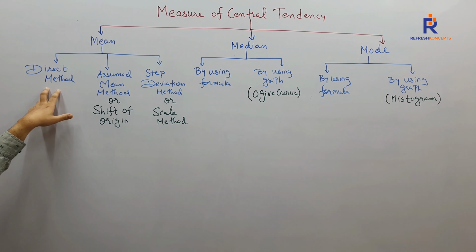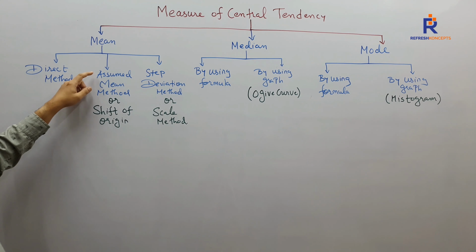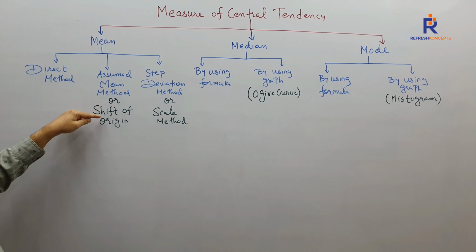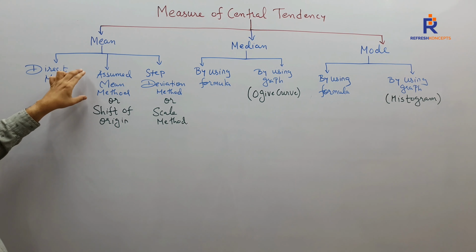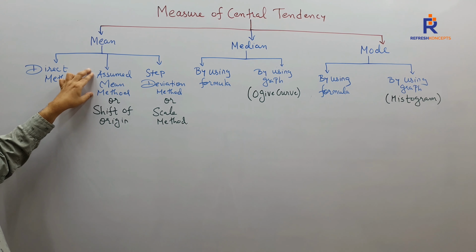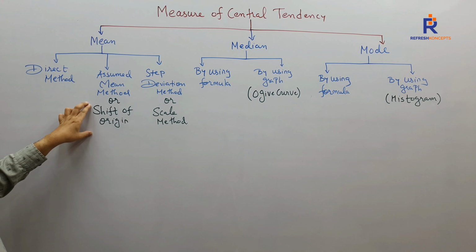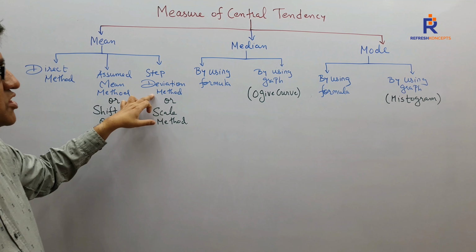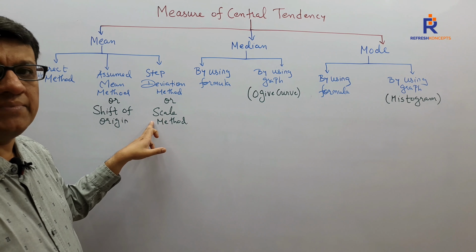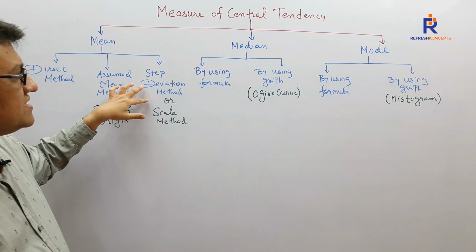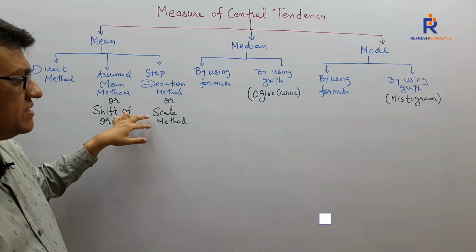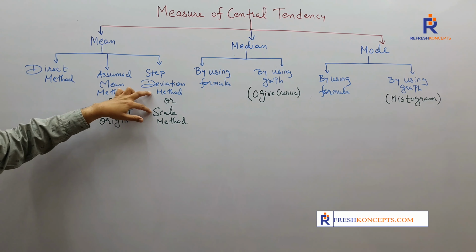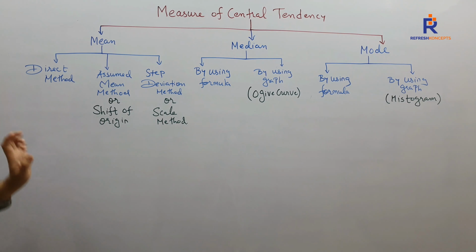One is termed as direct method. Second is termed as assumed mean method, or the other name is shift of origin. Some of the people know it by this name, assumed mean method. There are various boards who will go with shift of origin, meaning is the same. The third one is step deviation. The second name given is scale method. As I rightly said earlier, some of the boards say step deviation, some of them might say scale method, right? So there are two names to this. This is a direct method.